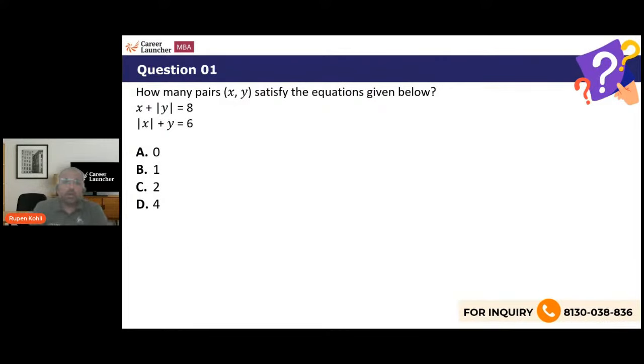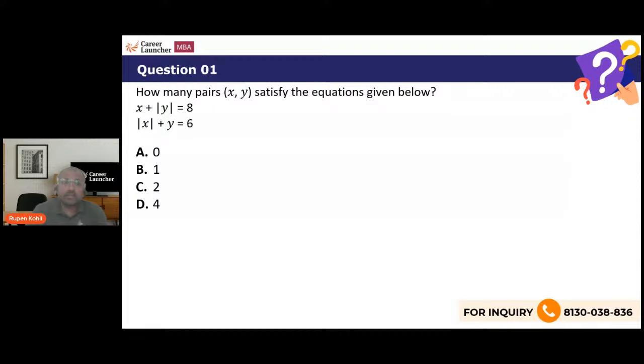So first question, how many pairs x and y satisfy the equations given below? And you can see there are two equations. x plus mod y is 8 and mod x plus y is 6. Now first of all, what is the modulus function? The modulus function takes any input and gives out the output as the magnitude of the input. So mod of 10 is 10, whereas mod of minus 10 is also 10, right?